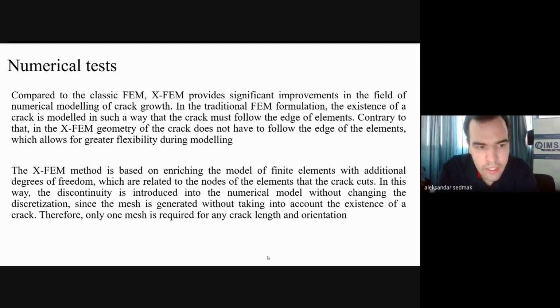So the nodes in XFEM analysis have more degrees of freedom, and the whole method is based on enriching the model of finite elements with additional degrees, which are related to the nodes of elements where the crack cuts. In this way, the discontinuity is introduced into the numerical model without changing the discretization of the model. So with only one meshing, XFEM performs a simulation.